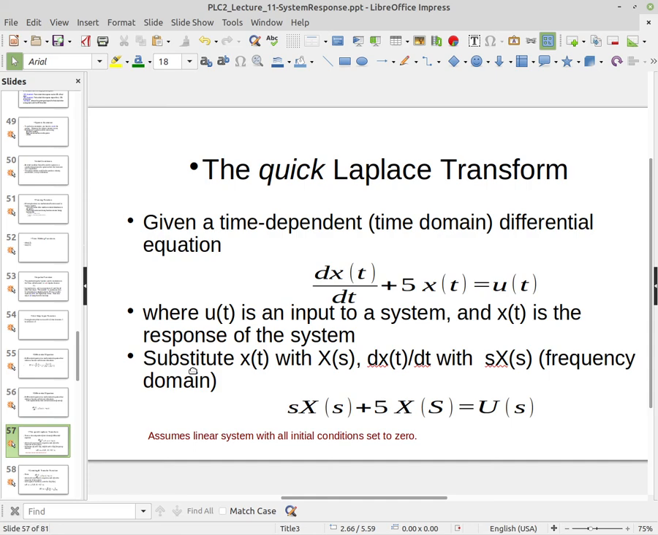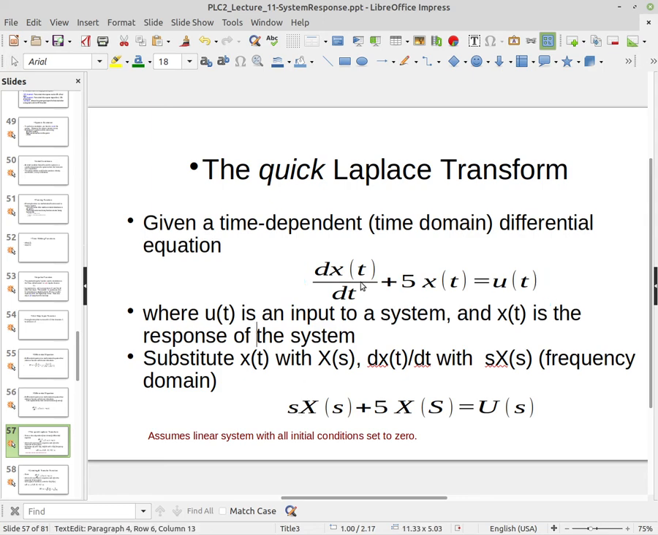So the quick Laplace system here takes what we call the time-dependent response and just replaces derivatives with s. So it takes it from the time domain to the frequency domain. So remember here, in the frequency domain s represents the frequency.